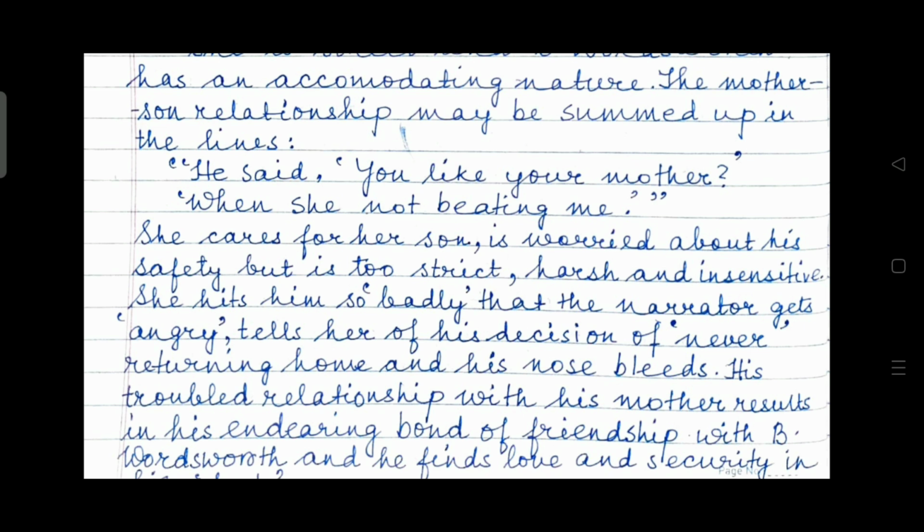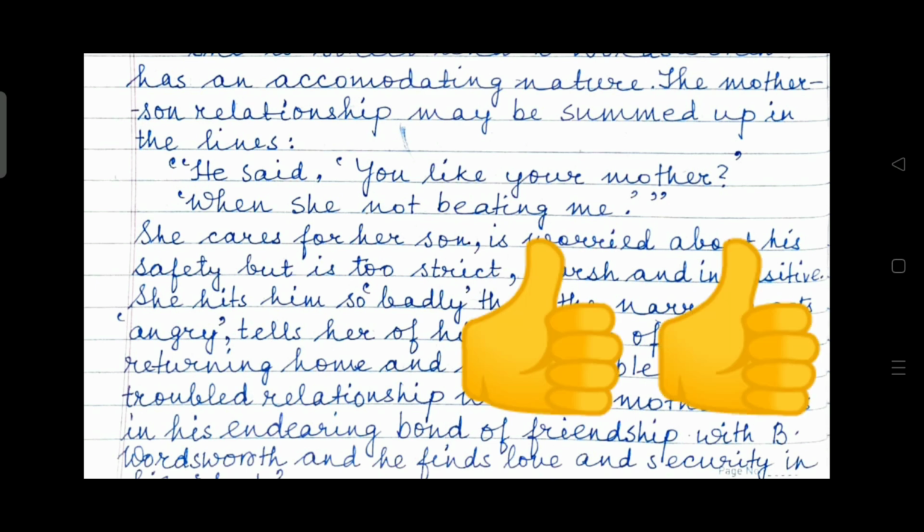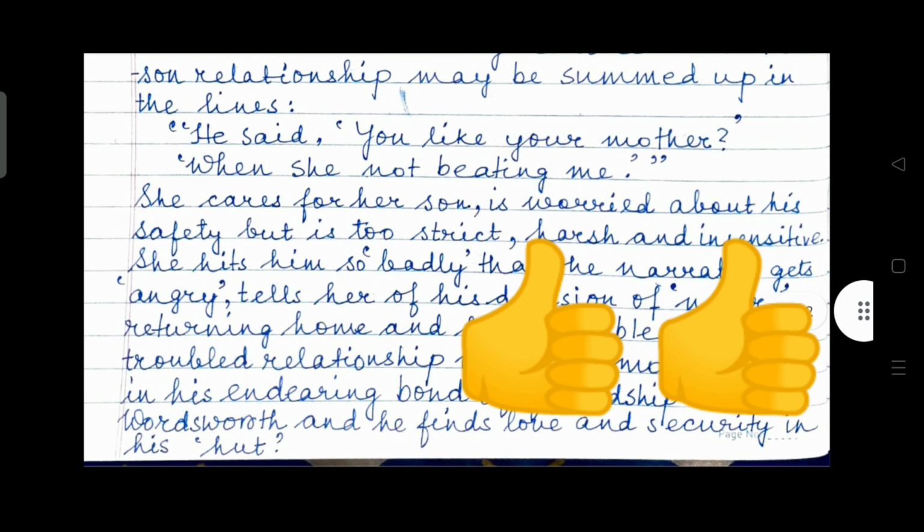She cares for her son, is worried about his safety, but is too strict, harsh and insensitive. She hits him so badly that the narrator gets angry, tells her of his decision of never returning home, and his nose bleeds. His troubled relationship with his mother results in his enduring bond of friendship with B. Wordsworth, and he finds love and security in his heart. This is the answer.